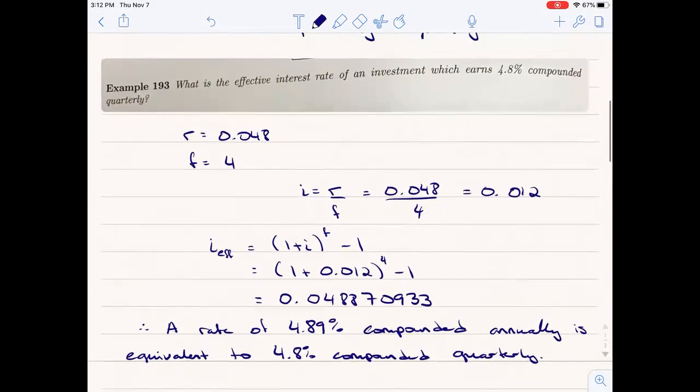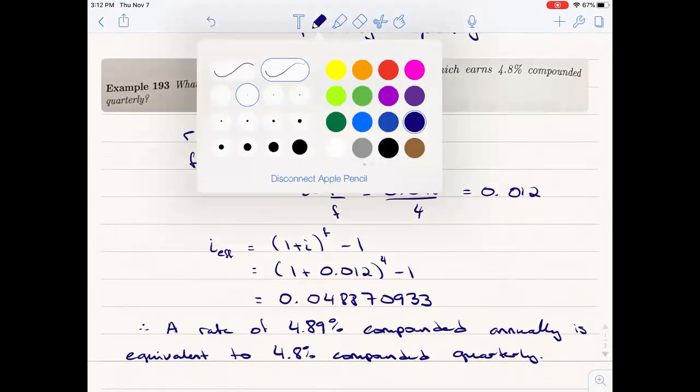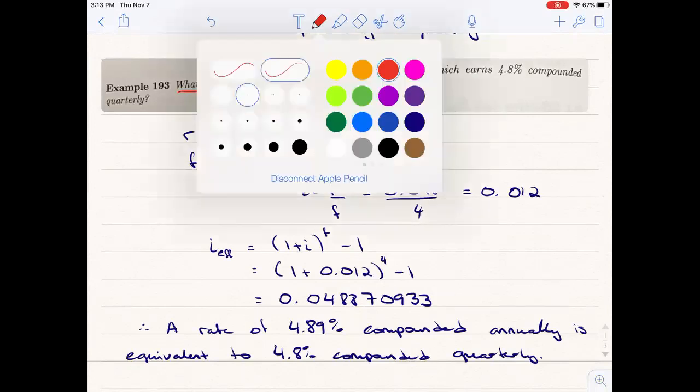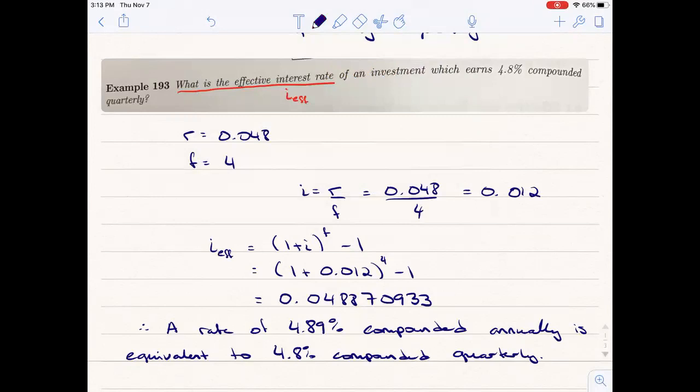Let's just go back and highlight, because I guess I didn't mention it, but we knew we had to find the effective rate only because it said, what is the effective interest rate, right? And so this is I subscript EFF. Any questions about that one?